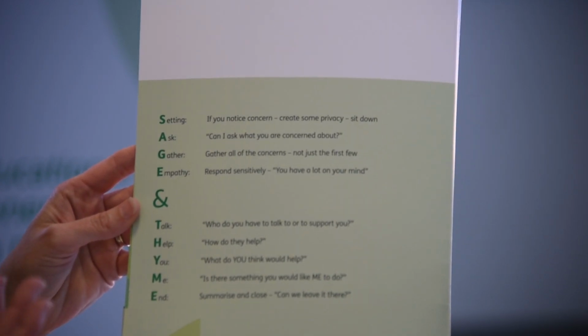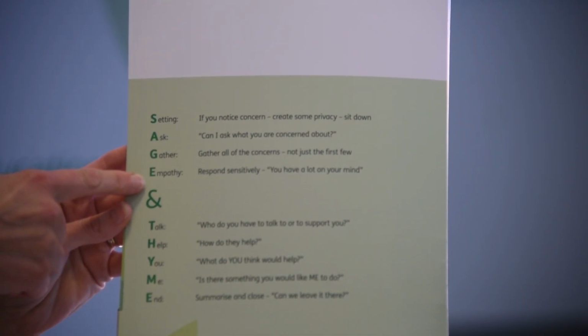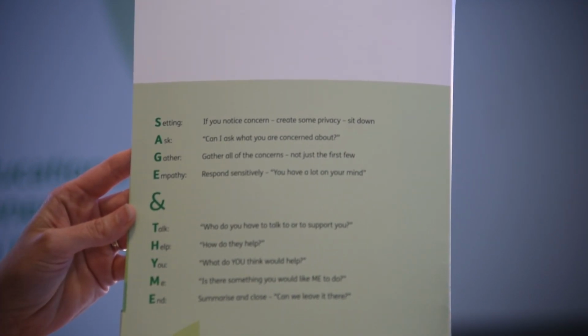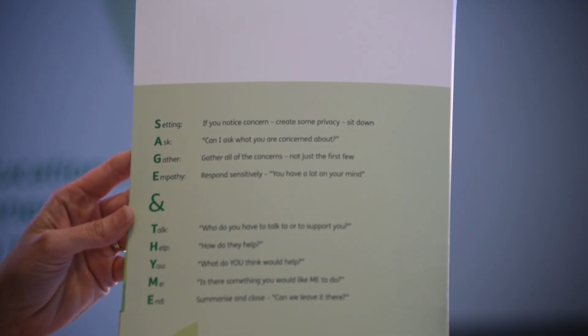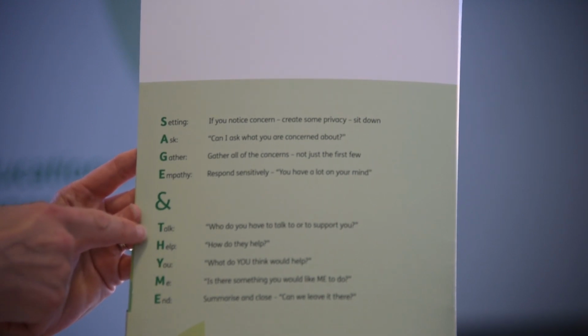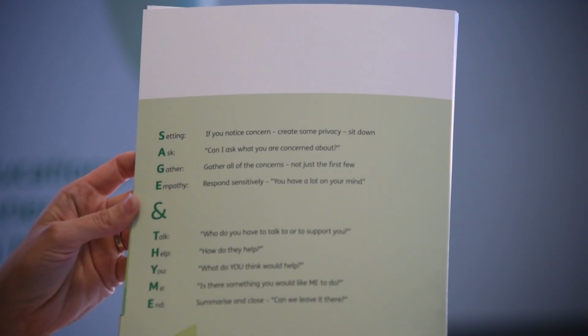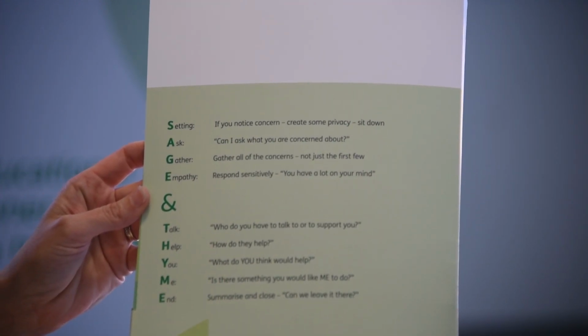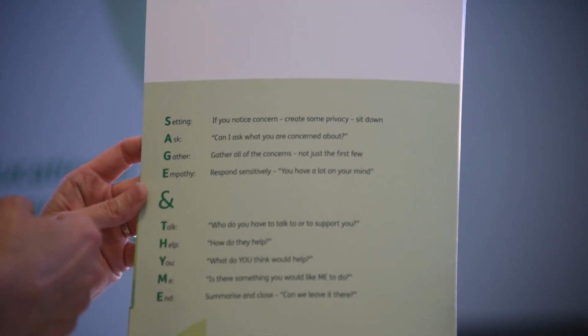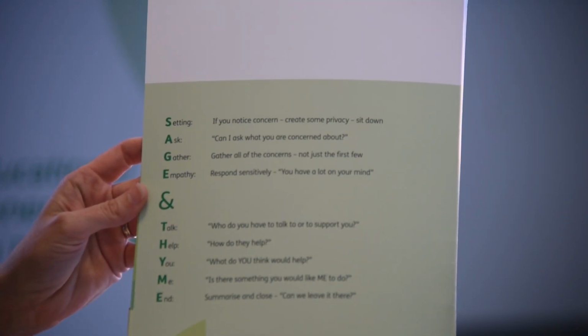Right. And once you've got all that, you then move on to the E. So a bit of empathy in there. If they've told you a lot, just recognise that. Then the T, this is where you find out about the support people might have. Who do they have to talk to? And the H is part of that. You're thinking about how these people help them. So for me, I've got a lot of friends and family that I think of, who support me and who I talk to when things are difficult. So it's just thinking about the support people have around them, really.